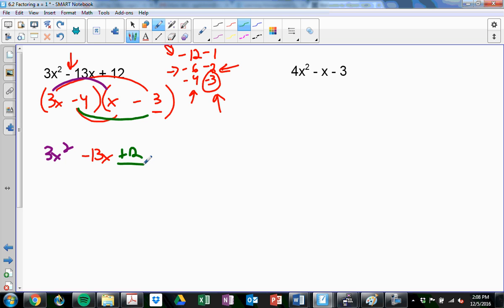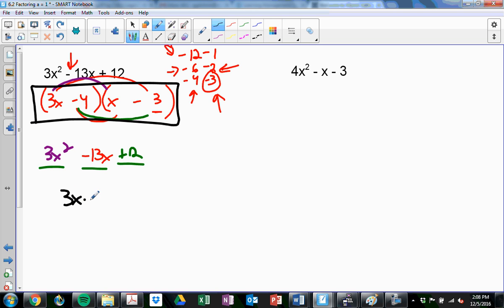We have a positive 12. We have a 3x squared. We have negative 13x. This is how that factors: 3x minus 4 times x minus 3.